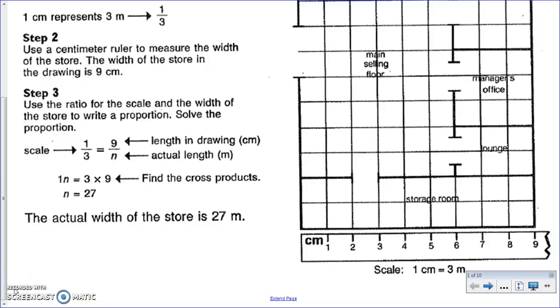Solve the proportion. So the scale is 1 over 3. The length in the drawing is 9 centimeters. And then we're using n as a variable to represent the actual length. Then we cross multiply, so we get 1 times n, which is just n, and 3 times 9 is 27. So the actual width of the store is 27 meters. So basically what we do is we multiply the 9 centimeters times 3, and then we know that's really 3 meters. So our answer became 27 meters.